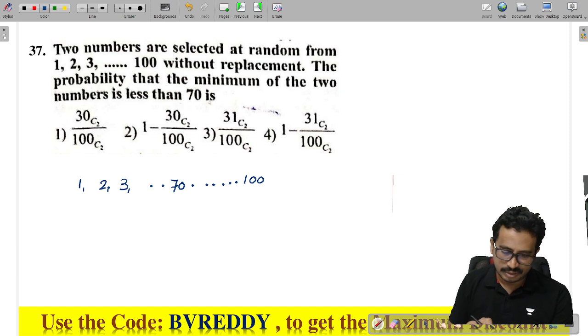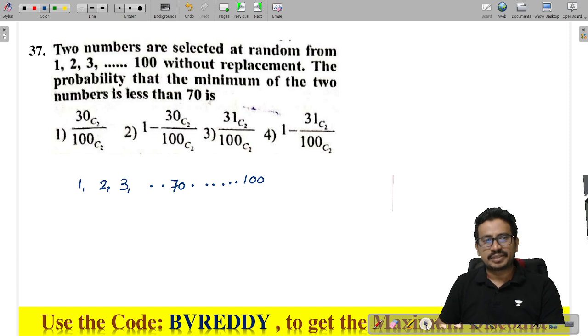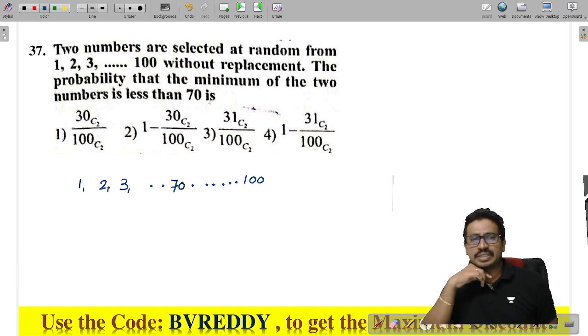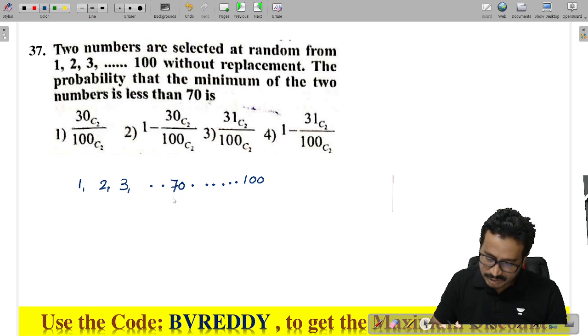Now look at this. If we observe carefully, we need to select two numbers. The two numbers have to be selected such that the sum is less than 70. So what I am doing is selecting these numbers.